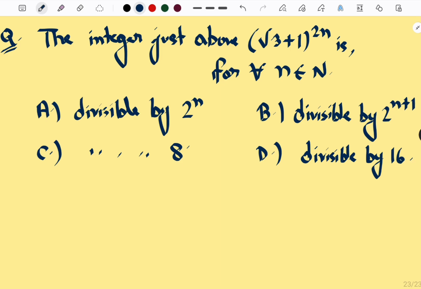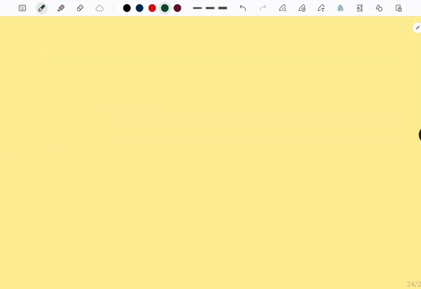Now how do we proceed with this question? Let's see what we are given: (root 3 plus 1) to the power 2n. So how do we write it? Can we take 2 inside?